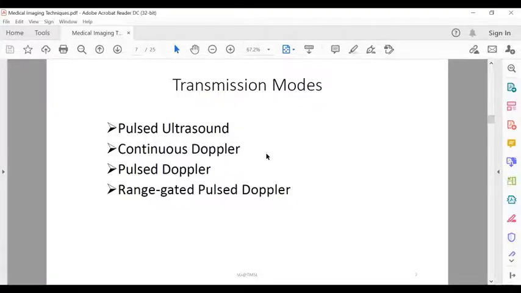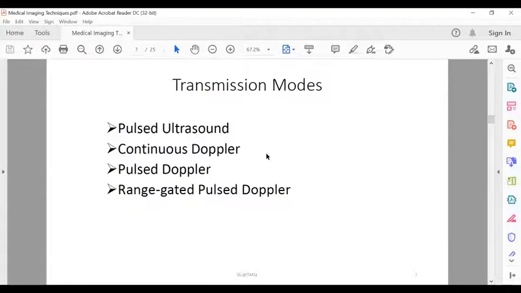Next is the continuous Doppler mode. Here a continuous ultrasound signal is transmitted, and a separate receiving transducer picks up the returning echoes. The frequency shift due to the moving interface is detected, and the average velocity of the targets is determined as a function of time. It is basically used in different blood flow measurement techniques.